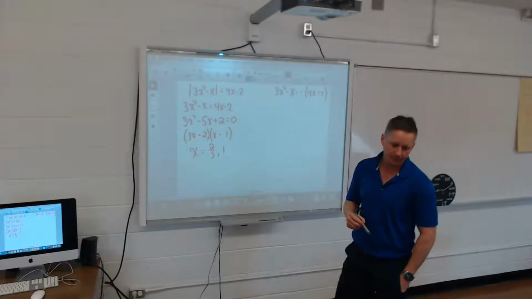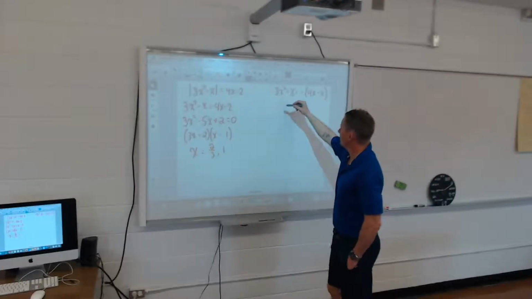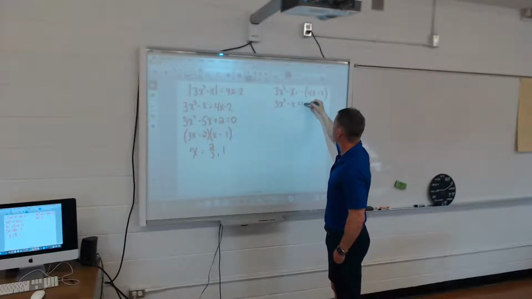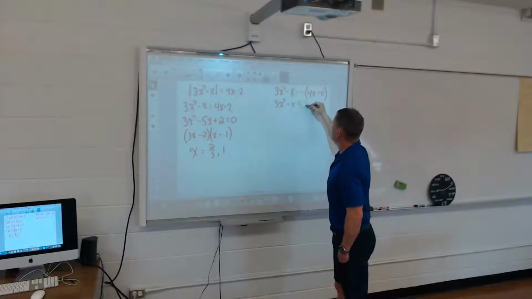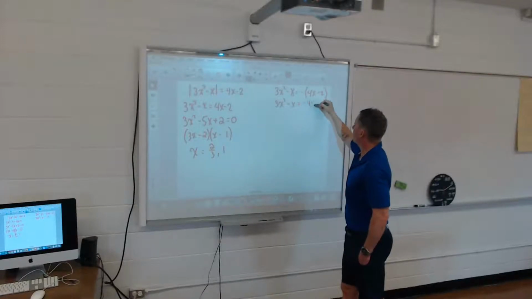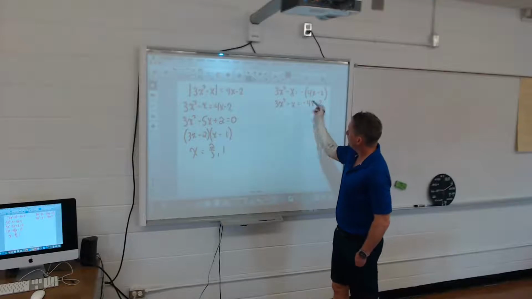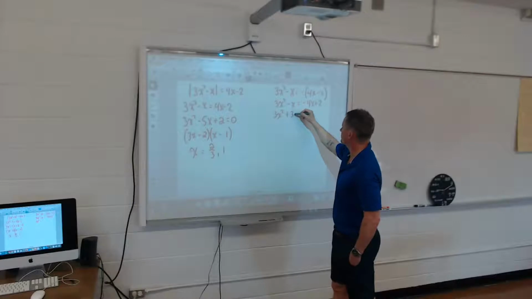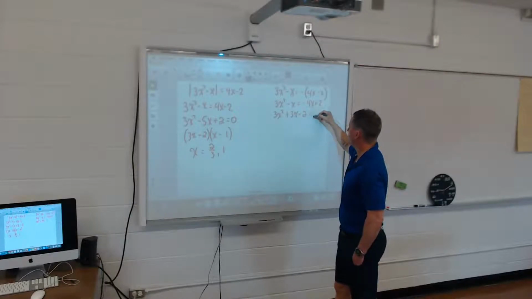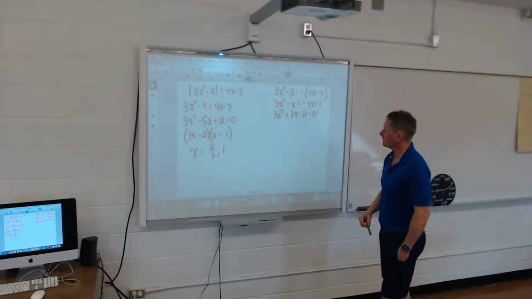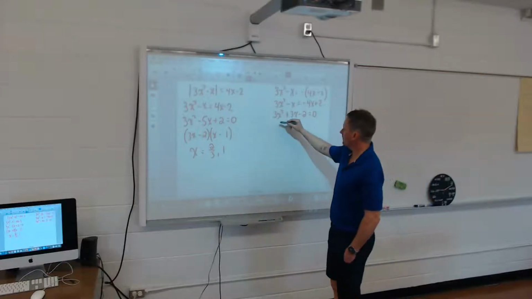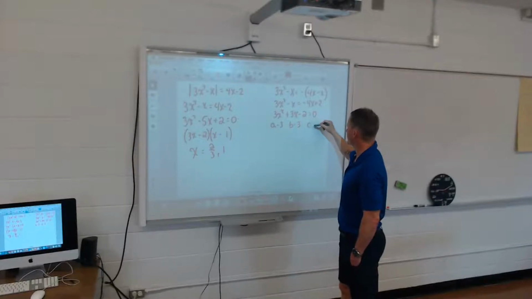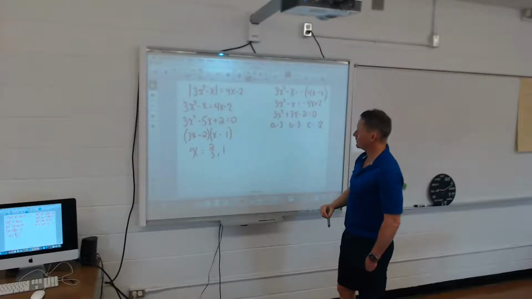That one's right. Okay, and then up here, I have 3x squared minus x equals, I'm making a mess already here, minus 4x, add 2, right? Add the 4x over, I get 3x squared plus 3x minus 2 equals 0. And this is not factorable. So A is 3, B is 3, C is negative 2.